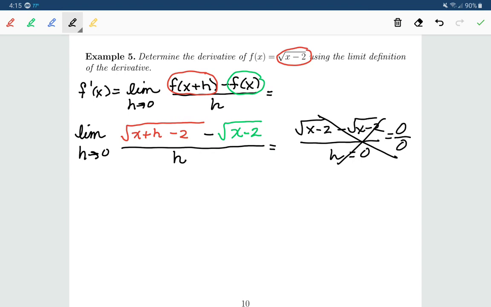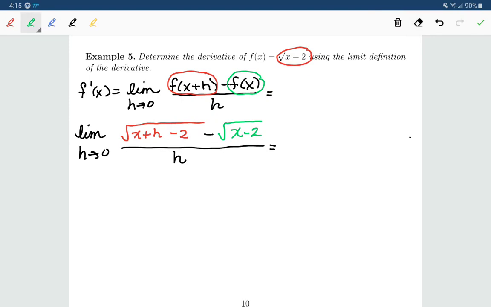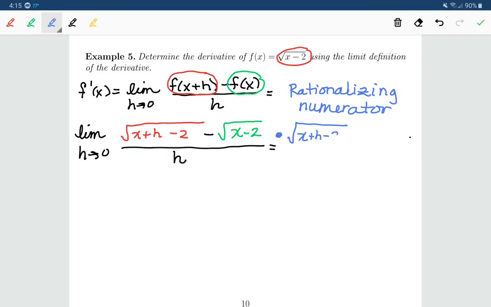So we have to think of a new technique, and this is a technique that we've used in trigonometry, but we're going to use it slightly differently here in calculus. What we're going to do is a trick called rationalizing the numerator. To remove the radicals, remember we're going to multiply by the conjugate. So this will be the square root of x plus h minus 2, and we'll still have the square root of x minus 2, but the conjugate is the plus.